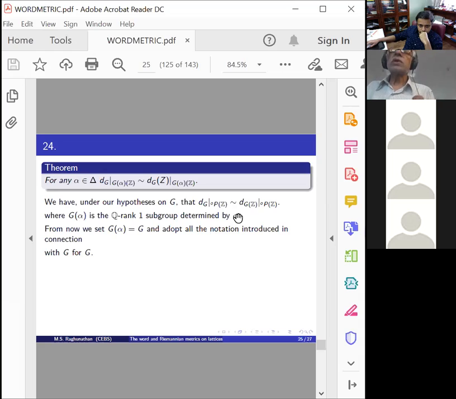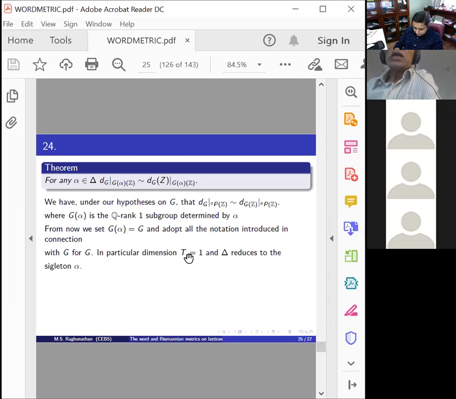Now, G_alpha is the Q rank 1 subgroup determined by alpha. From now, I will set G_alpha equal to G and adopt all the notation introduced in the connection. In other words, G itself is going to be a Q rank 1 group, but at the back of our mind, we are always aware that the G we are looking at is a subgroup in a big ambient group of R rank greater than or equal to 2. The R rank of the ambient group is at least 2. The Q rank may be greater than 1, maybe 1. So that is at the back of our mind. But to avoid cumbersome notation, I want to rework the notation and simply take G_alpha to be G and use all the notation introduced so far for G.